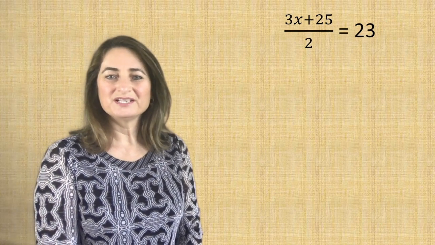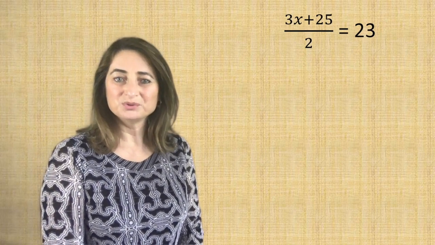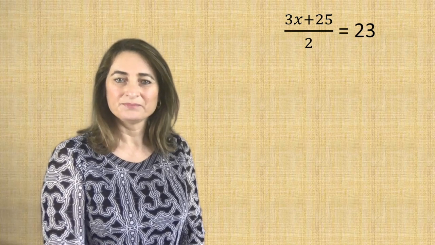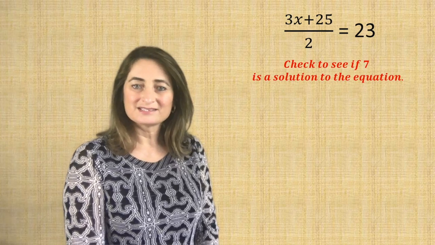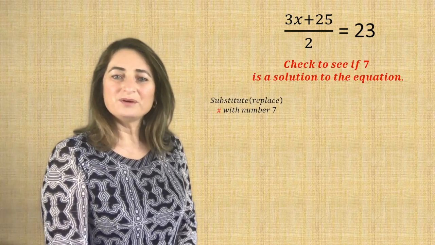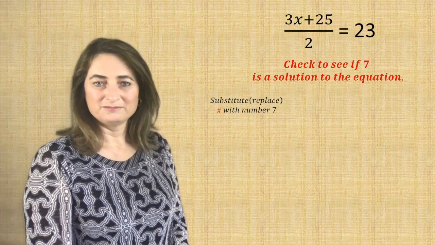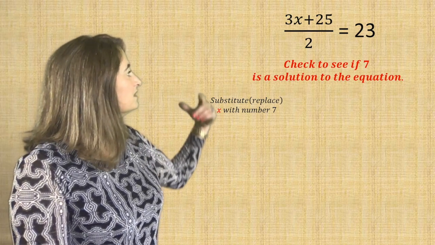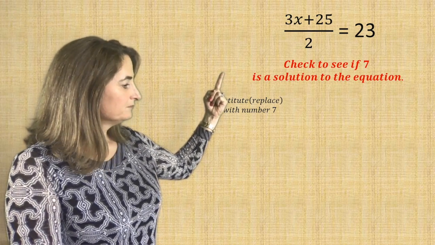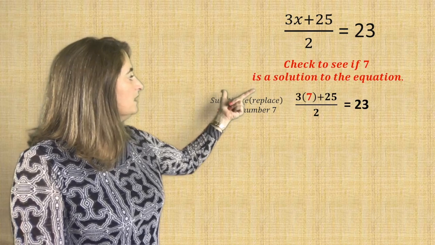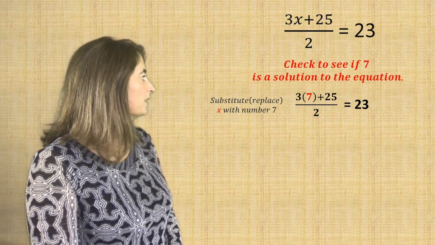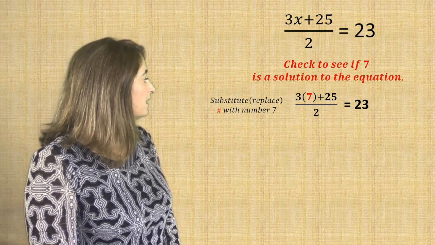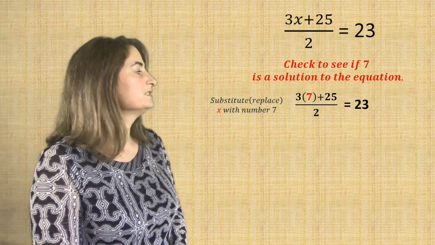Okay, now we need to check and see if the solution is a correct solution, is the right answer. For you to do that, you need to substitute or replace x with the number 7 that we found previously. Substitute x with 7. You end up with 3 and put the 7 in parentheses. This way I know if I need to multiply it or not. Plus 25 divided by 2 equals 23.